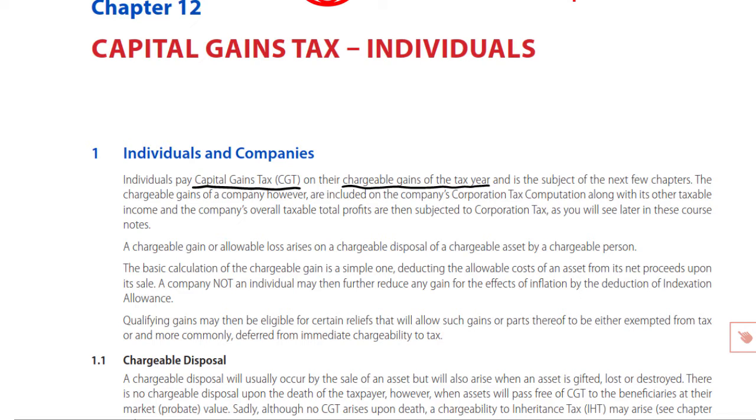Now, whether you're dealing with an individual or whether you're dealing with a company, the same basic definition exists of when a gain arises. A chargeable gain will arise, or an allowable loss will arise or be sustained, on, now, here's our important terminology, a chargeable disposal of a chargeable asset by a chargeable person. Now, the last bit there, a chargeable person, is basically someone resident in the UK. And for our purposes, that will always be the case. At F6, you'll be dealing with a UK resident. So the 2 terms that we need to focus on are chargeable disposal and chargeable asset. And you'll see those terms defined and given examples just below. As we said, the basic calculation of the gain is a simple one, deducting all the allowable costs of an asset away from its net proceeds.